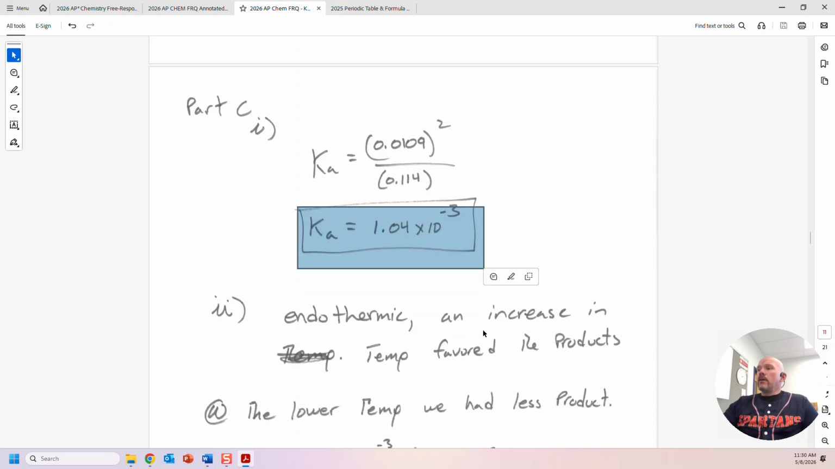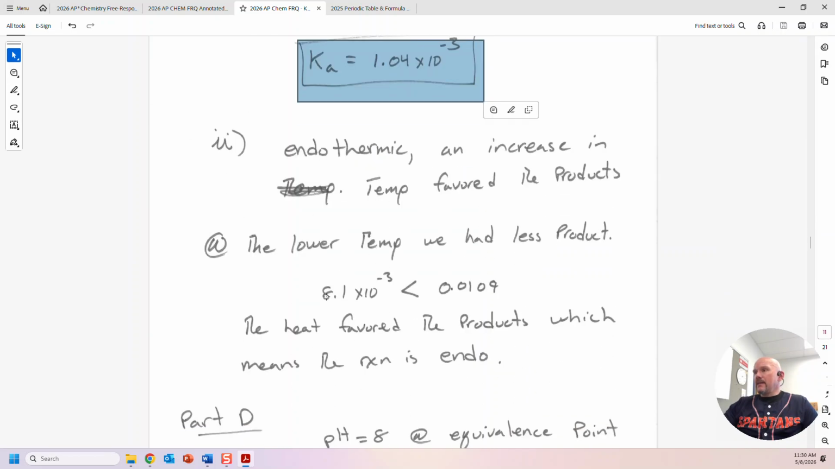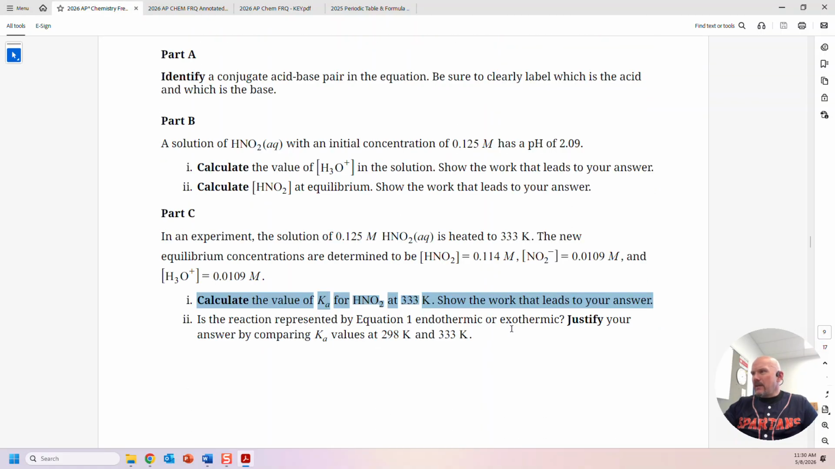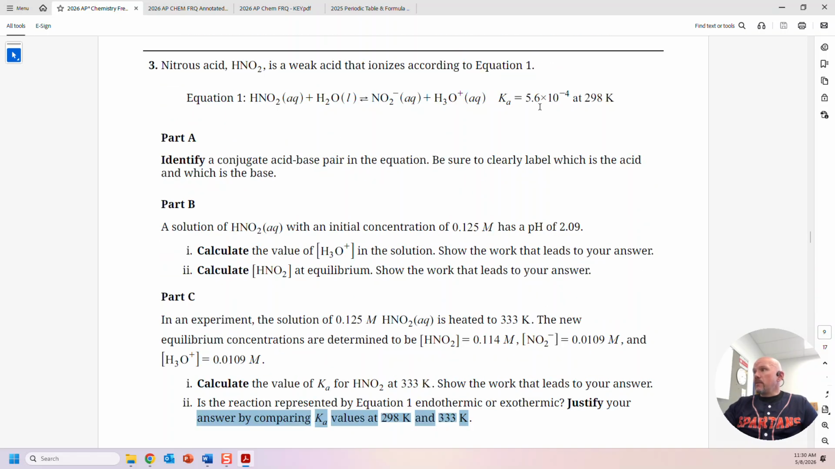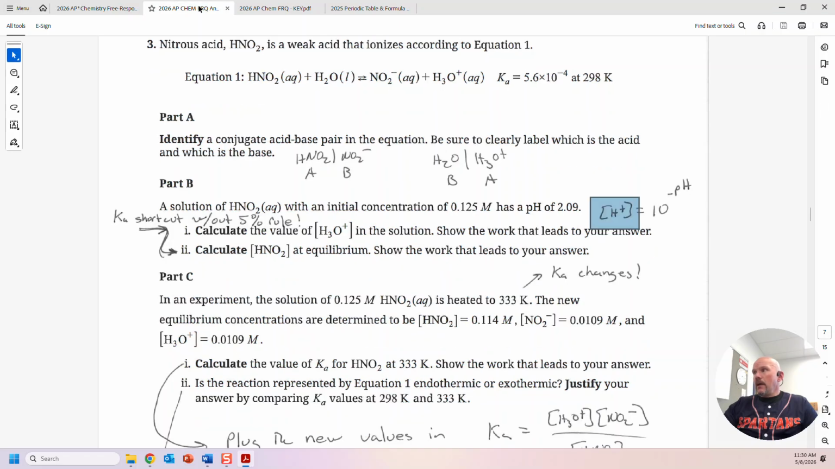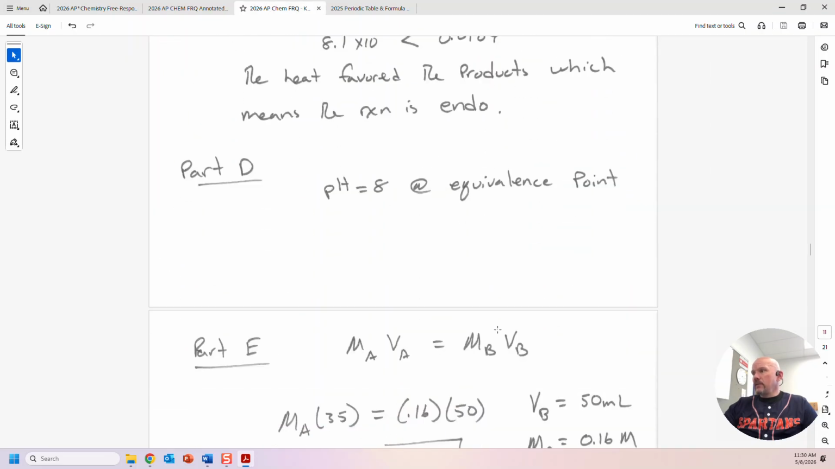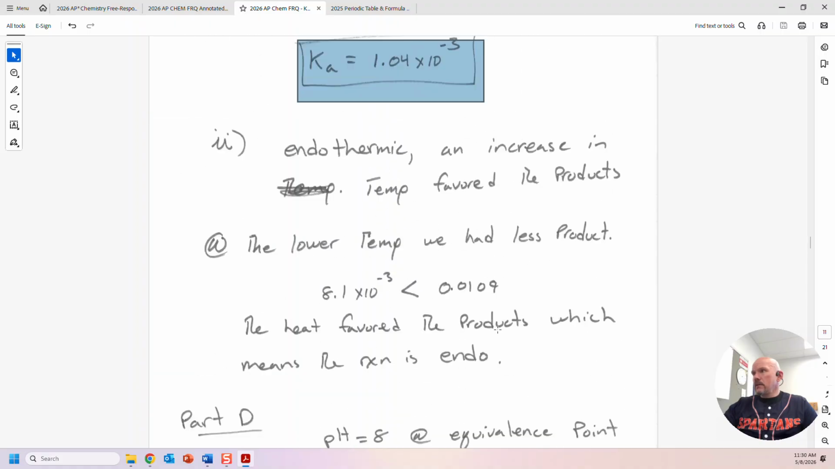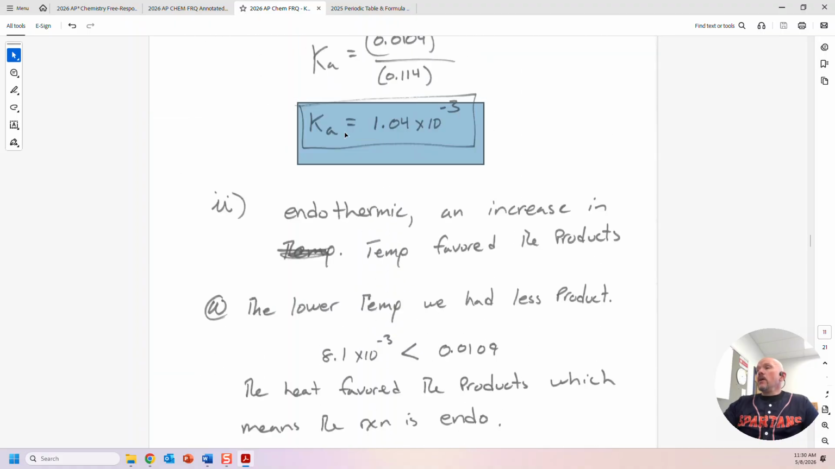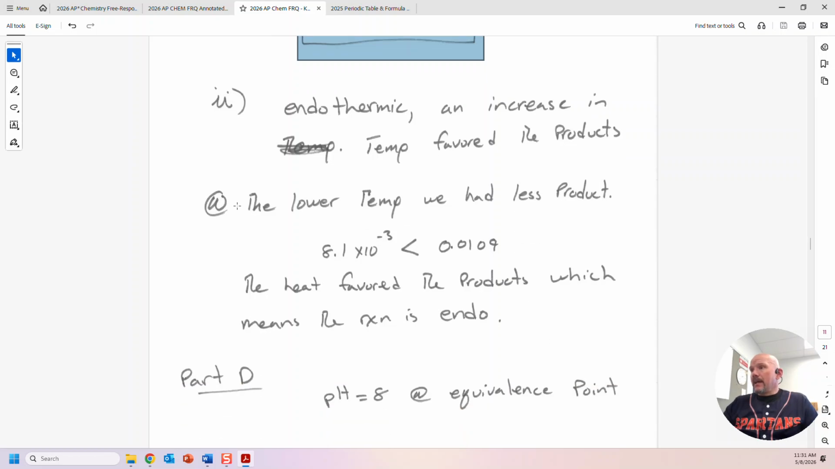Okay. Now, for number 3, you didn't have to say it this way, but I think that they described it, justify by comparing the Ka values. So, right, we have to compare the Ka values, right? So what was the original K value? Something times 10 to the negative 4. And this new K value is also, what was it? Sorry, times 10 to the negative 3. So the equilibrium constant increased as temperature increased, right? That's a sign of an endothermic reaction because heat favored the products, right?